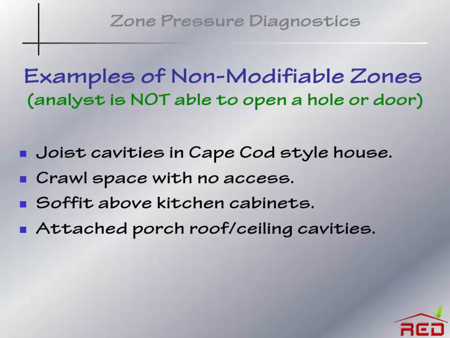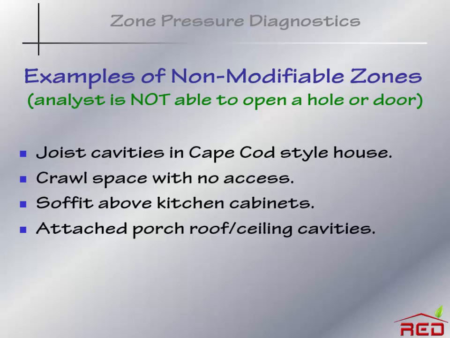Now, remember that non-modifiable zones merely mean that you cannot open a temporary hole to do a test. There is no way to open a hole. In an attic, by contrast, you almost always have a walk-up stairway with a door to an attic, or you have an attic hatch or an attic scuttle.